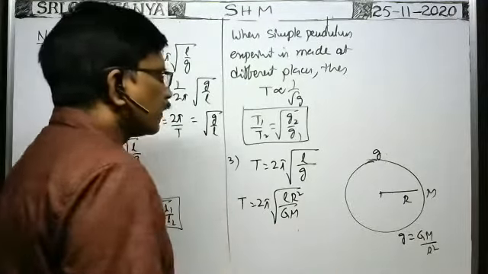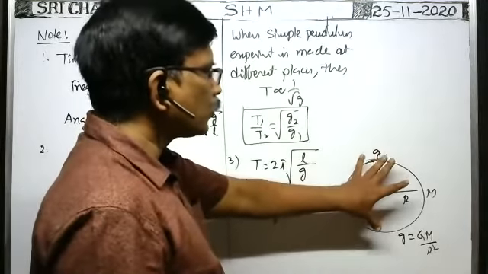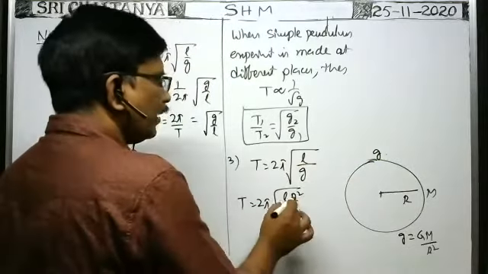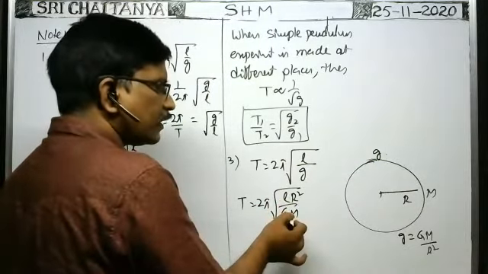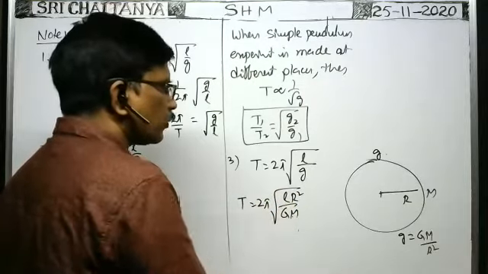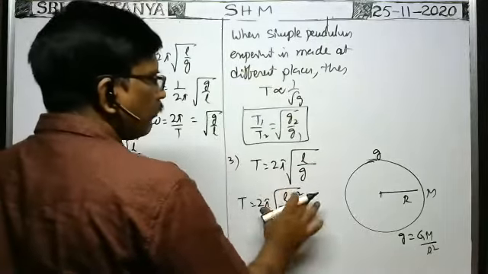Sometimes they may ask, without changing the mass of the earth, suppose it is compressed so that radius becomes half, what about the time period? In such case, only radius will change. Mass of the earth does not change, L does not change. That's why T is proportional to root R square, so T is proportional to R. Okay, so based on the given problem, we can change the given formula.